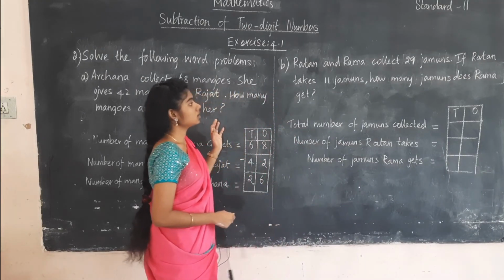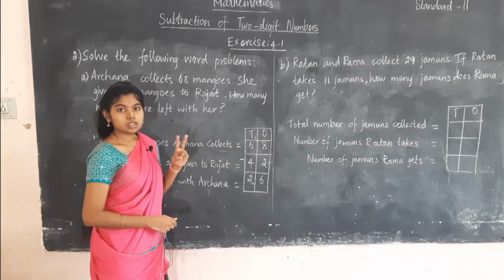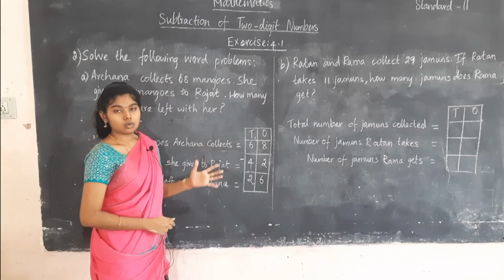So what we have seen today is subtraction of 2-digit numbers without regrouping. Subtracting one number from the other, we have subtracted without regrouping the numbers.